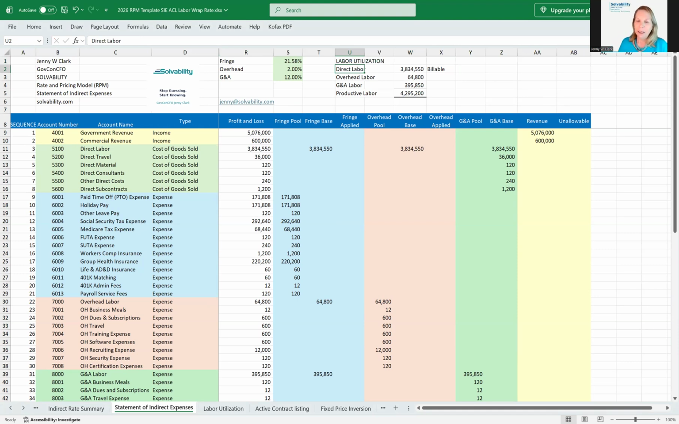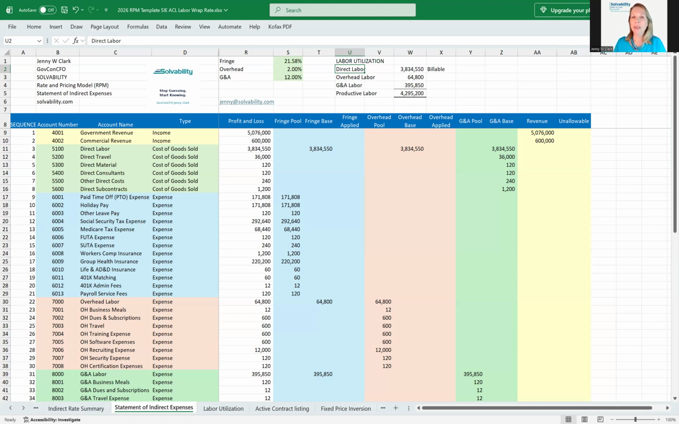I've actually connected the spreadsheet to another tab that I'm going to show you in just a minute. It's called labor utilization. It's a list of all the employees in the company, their pay rates, their annual salary divided by 2080, 52 weeks times 40 hours. That's their pay rate. And then what I did is I looked at them and I said, okay, who charges to direct labor? Who charges to overhead? Who charges to G&A?